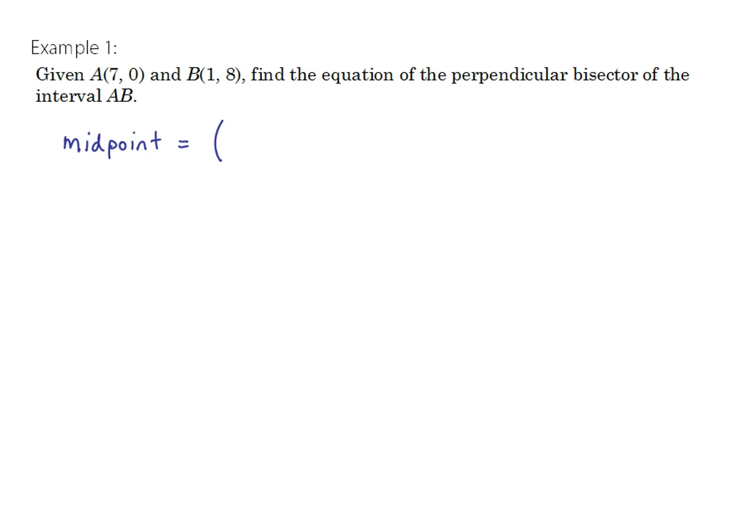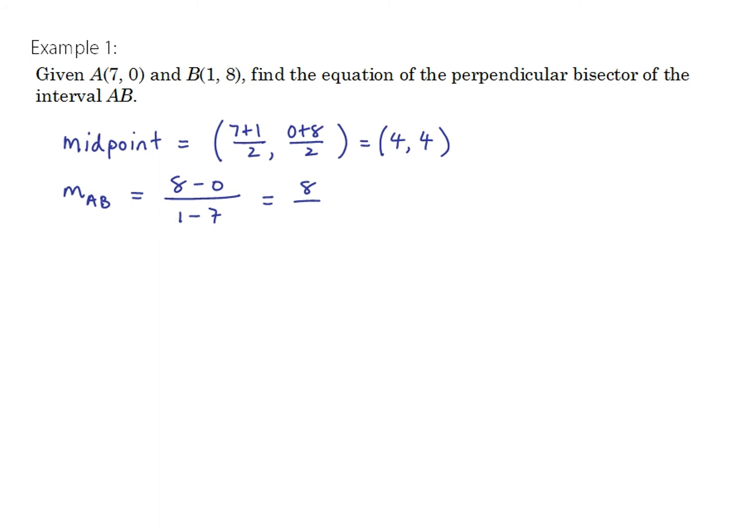So midpoint, we know we average the x coordinates and we average the y coordinates to find that the midpoint has coordinates 4, 4. We're then going to need to work out the gradient of AB, so rise over run, change in the y values over change in the x values, so 8 over negative 6, so negative 4/3. Which then tells us that our perpendicular gradient will be the negative reciprocal of negative 4/3, so it will become positive 3/4.